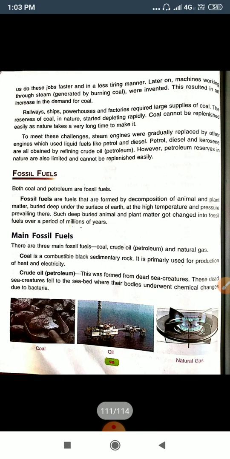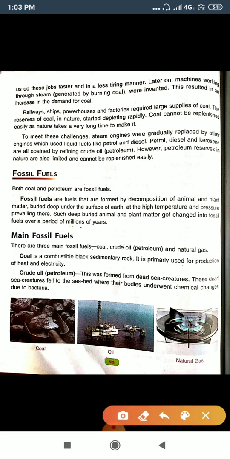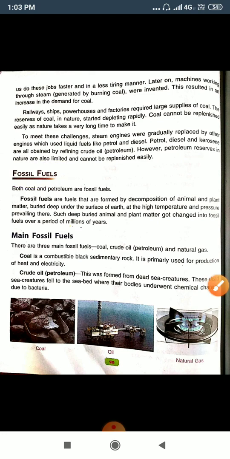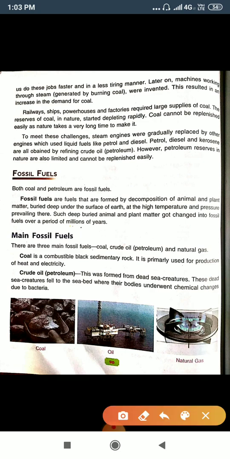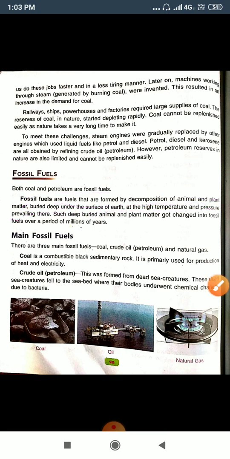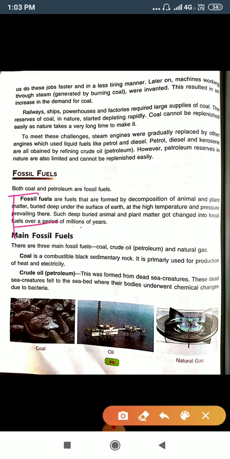Now come to the fossil fuels. See this, fossil fuels. You will ask, ma'am, what are the fossil fuels? Fossil fuels are the fuels that are formed by the decomposition of animal and plant matter buried deep in the surface of the earth at high temperature and pressure. Okay, so this is fossil fuels. You have to learn this line. This is very important. So you will read this paragraph and learn this paragraph also. It takes millions of years to form the fossil fuels.